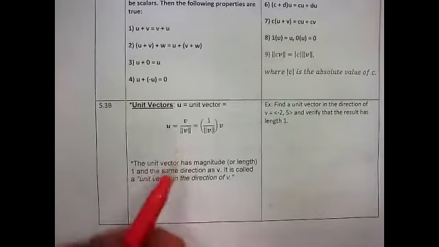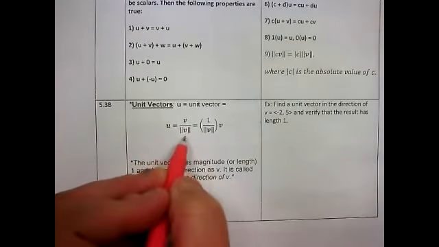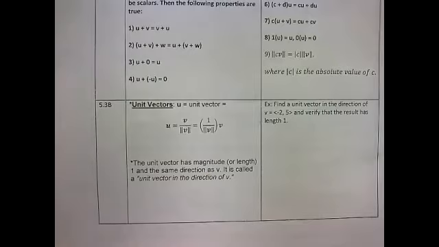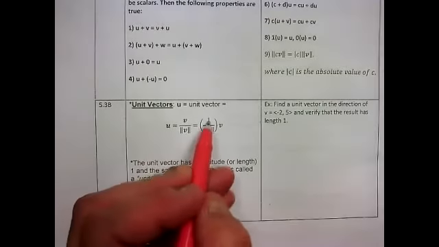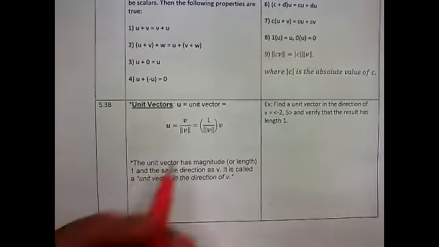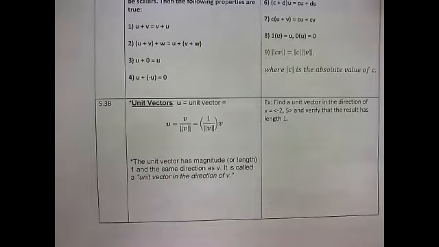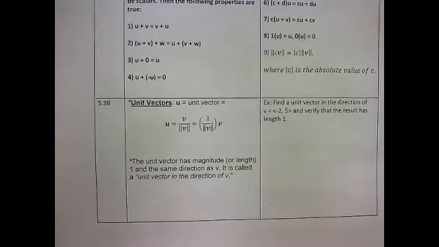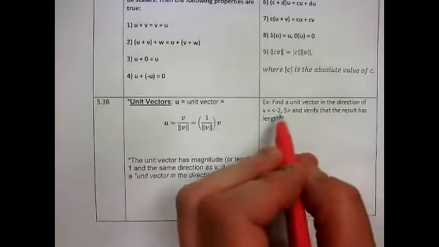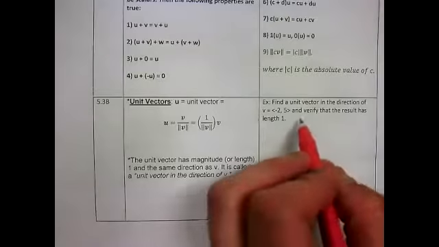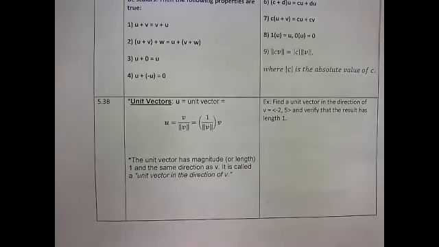So the formula for that is just the vector over the magnitude, or the length, of the vector. Another way to rewrite this is 1 over the magnitude times the vector itself. Okay, let's find a unit vector in the direction of <-2, 5>, and we want to verify then that the result has a length of 1.